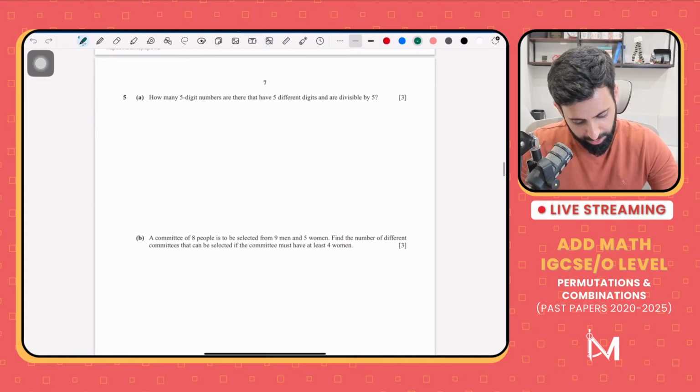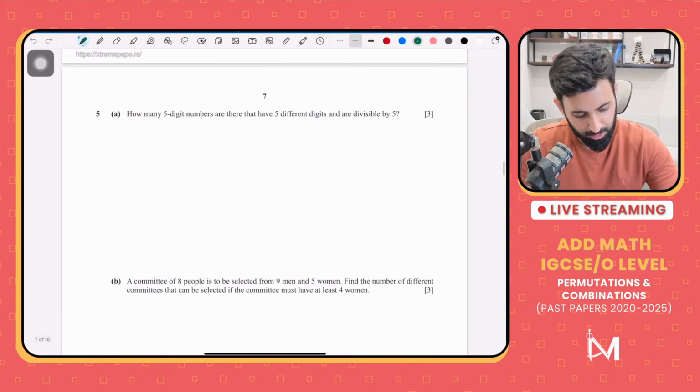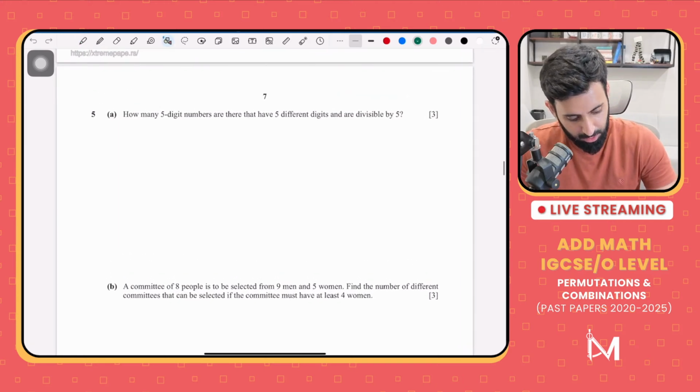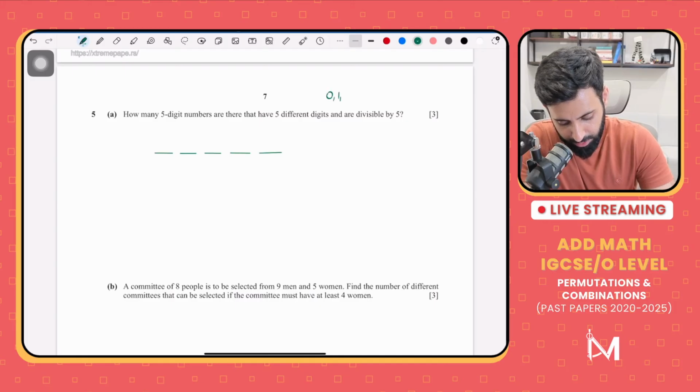Find how many 5-digit numbers are there that have 5 different digits and are divisible by 5. Okay. So 1, 2, at most is the opposite of at least. Yes, that's correct. 1, 2, 3, 4, 5. Okay, now be careful. The digits that you have are all these: 0, 1, 2, 3, 4, 5, 6, 7, 8, 9.